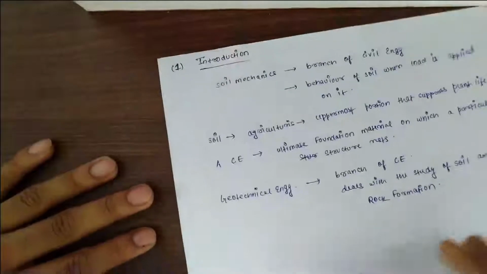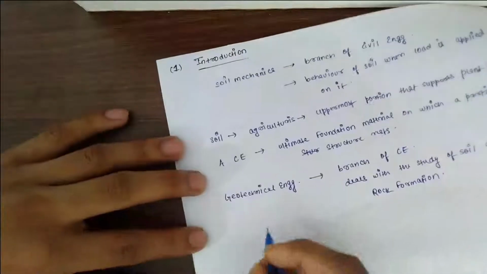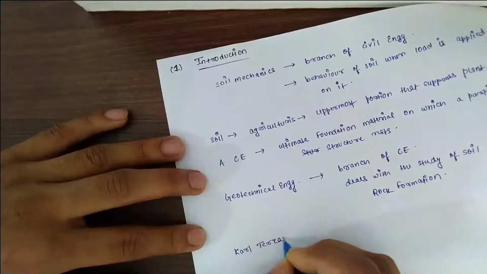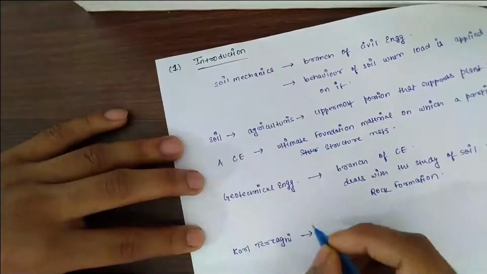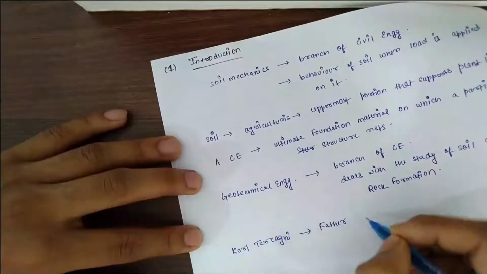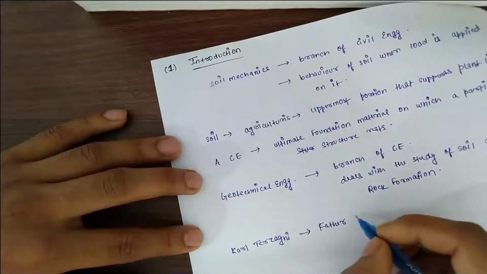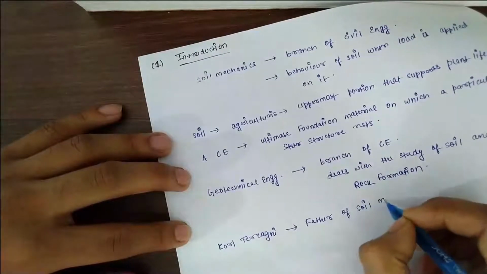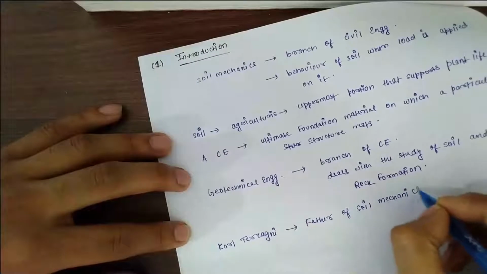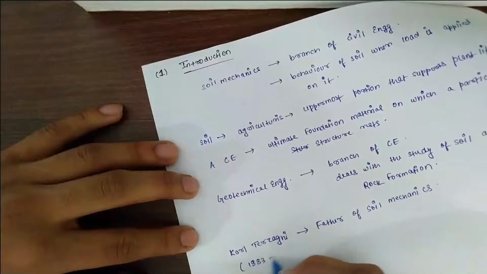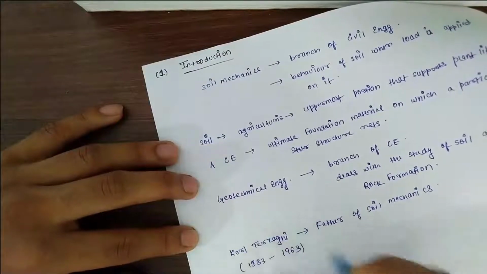Now there was a person named Karl Terzaghi. He was known as the father of soil mechanics. He was an Austrian mechanical engineer. He lived from 1883 to 1963. He is called the father of soil mechanics.